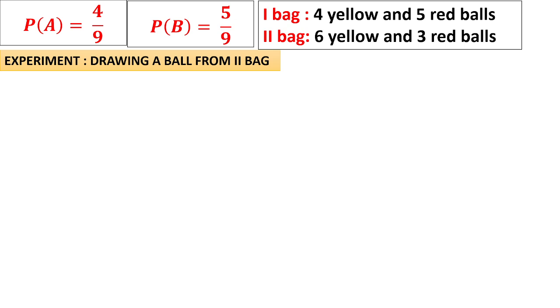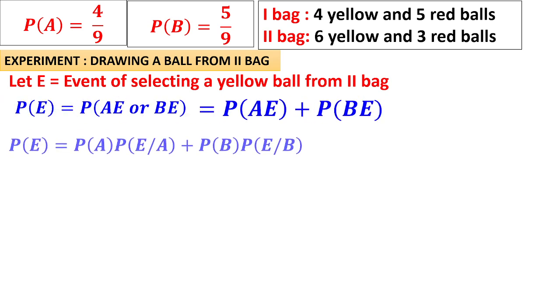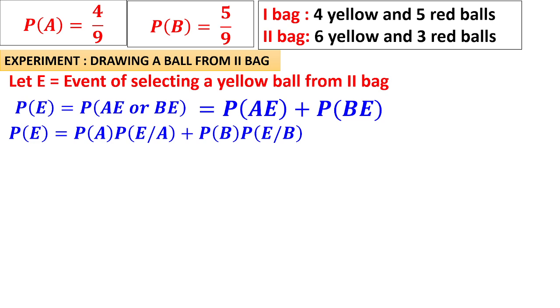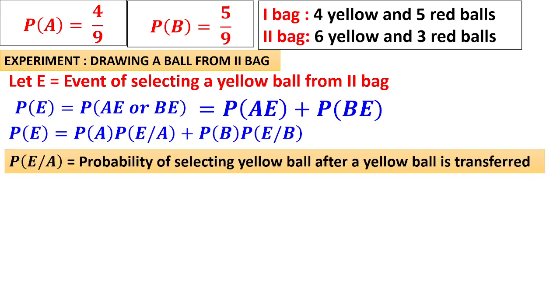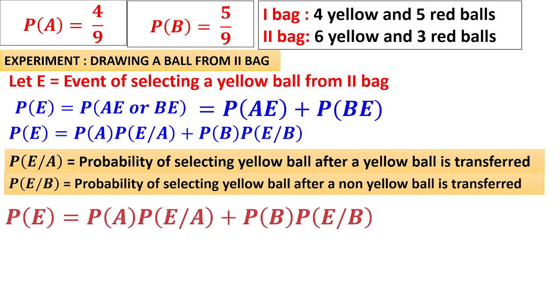Now, when you draw a ball from the second bag, it will be a conditional probability. Let E be the event of selecting a yellow ball from the second bag. P of E is either you select after a yellow ball is transferred or after a red ball is transferred. So, this is P of A into P of E given A plus P of B into P of E given B. What is the meaning? Probability of selecting a yellow ball after a yellow ball is transferred plus probability of B into probability of selecting a yellow ball after a red ball is transferred. Okay. Well, let us find it now.